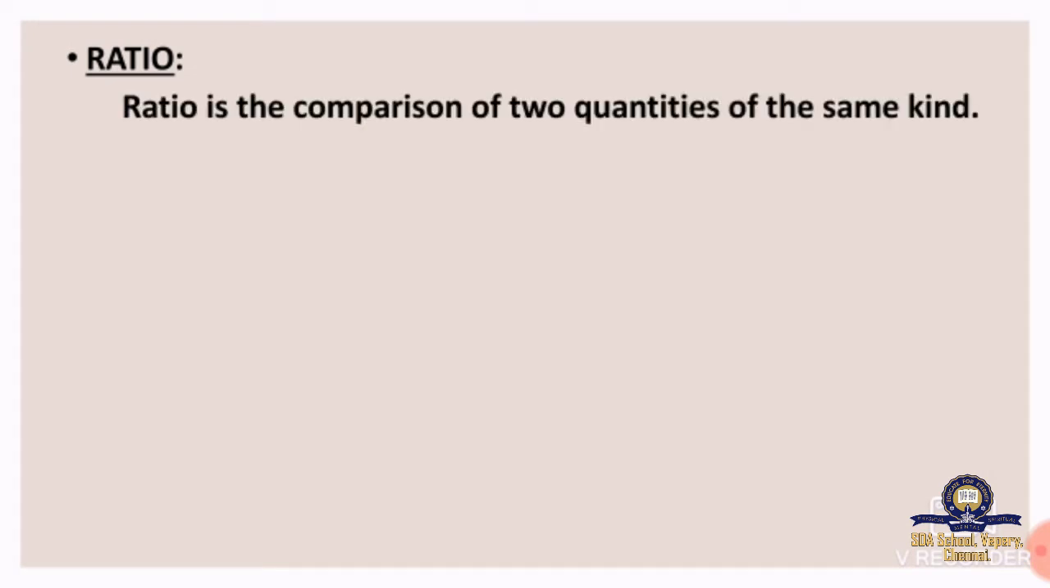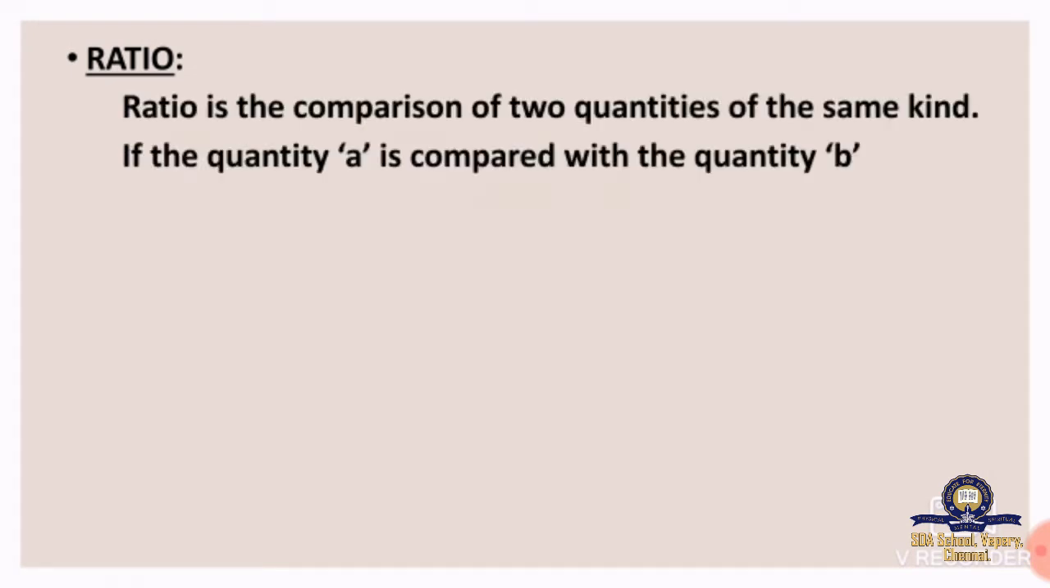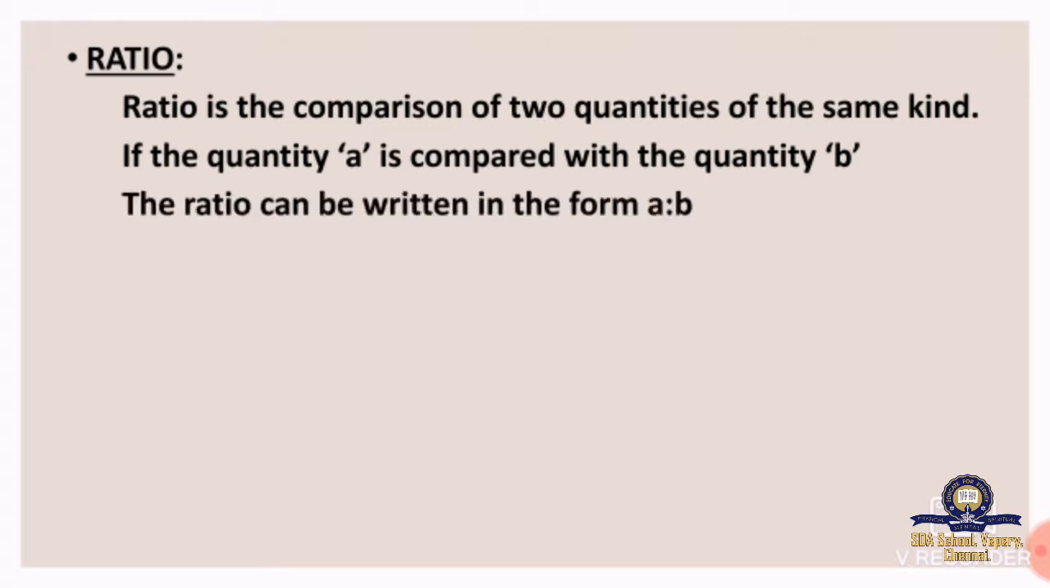Before entering into the topic, let us recall what a ratio is. Ratio is the comparison of two quantities of the same kind. If the quantity A is compared with the quantity B, the ratio can be written in the form A ratio B, or otherwise it is known as A is to B.